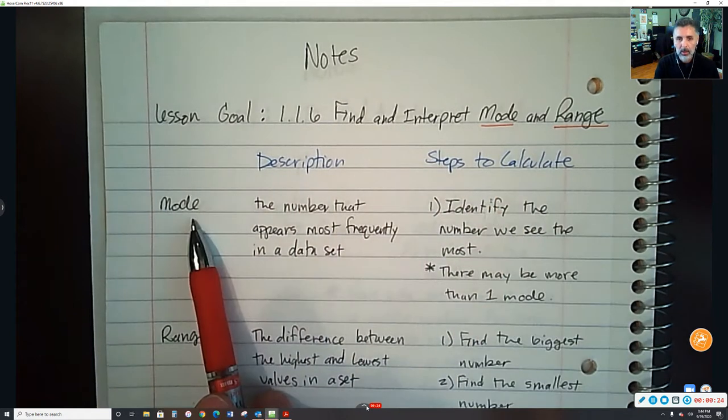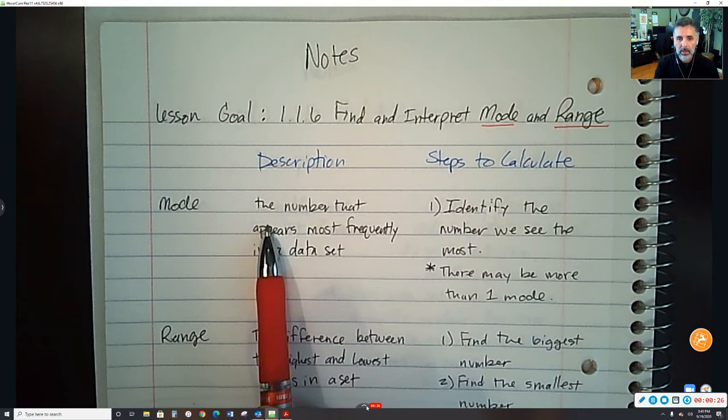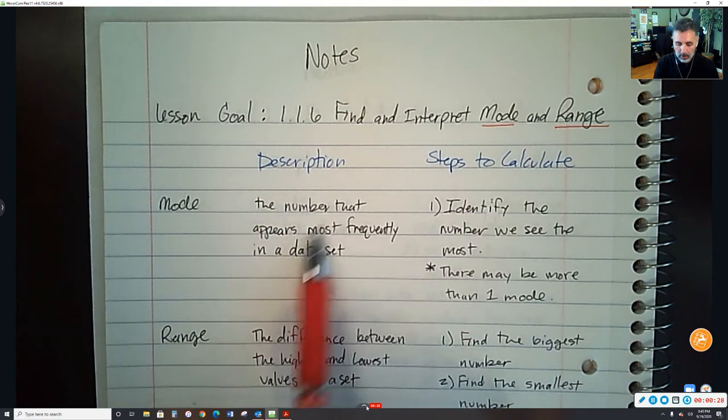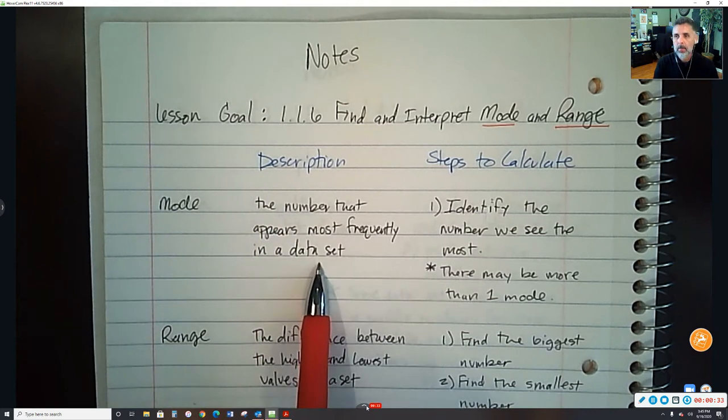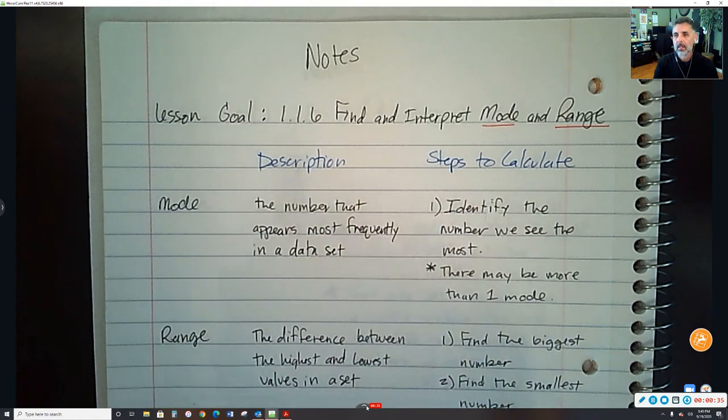So here's the mode. The definition of mode: it's the number that appears most frequently in a data set. Okay, what that means is, let's say you have a list of numbers and there's a bunch of 4s in there, well, 4 is going to be the mode. It's the one that is most in the set.